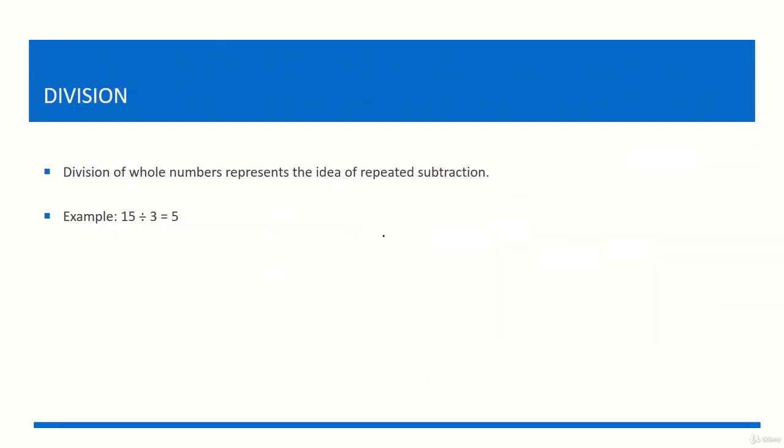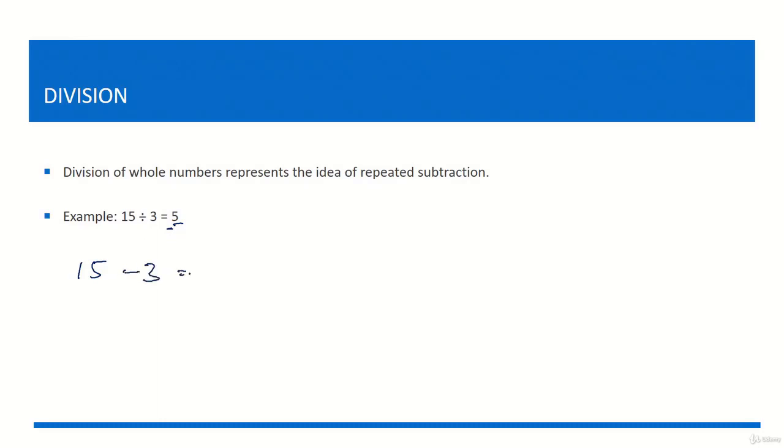Let us check out division. Division represents repeated subtraction. Let us check this. 15 divided by 3 is equal to 5. Now, if you continuously subtract 3 from 15 five times, you are going to get this thing. What is that? 5 only. Let us check this. See what happens here.